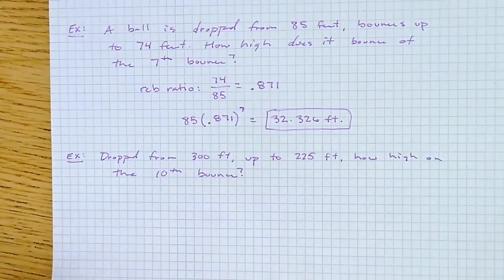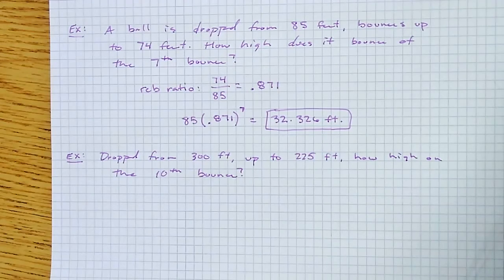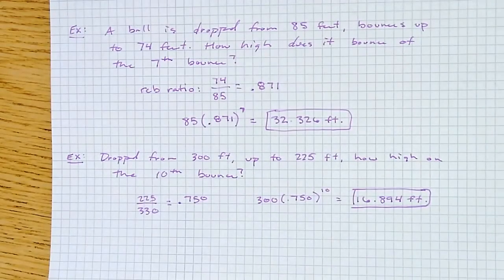All right, try the second one here. Good. Seeing a lot of people doing it right again. You should get something close to 16, almost 17 feet. You should get a rebound ratio of 0.75. Starting height was 300, so 300 times 0.75 raised to whatever bounce they asked for. They're asking for the 10th, so raise it to the 10th power. Obviously, you need a calculator to plug that in, but you should get something about 16.894.